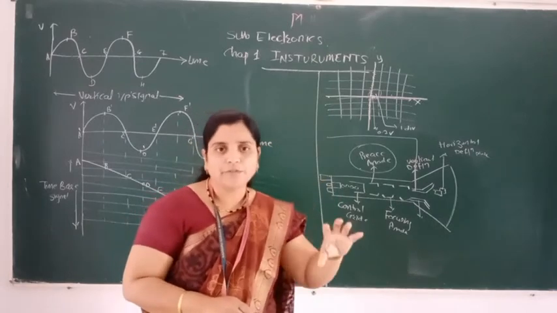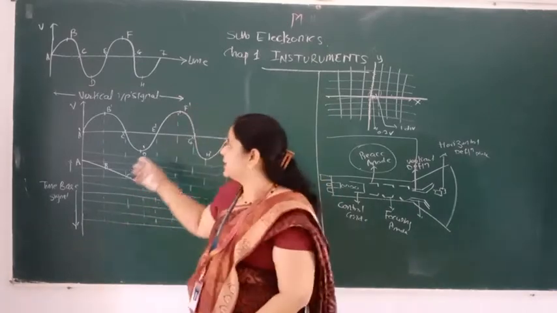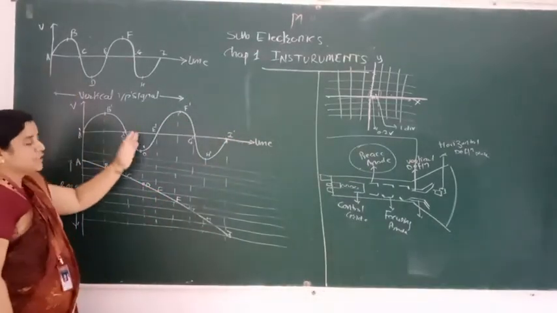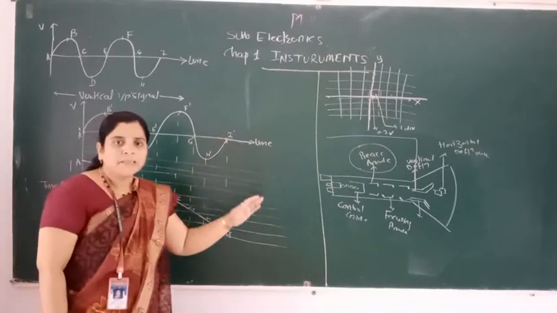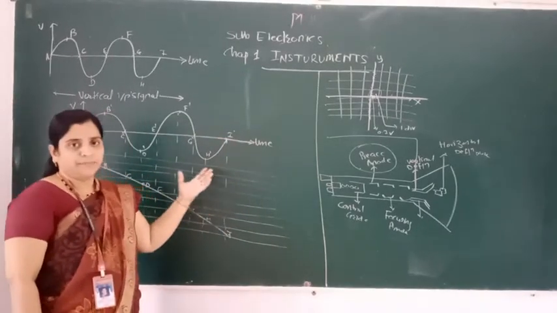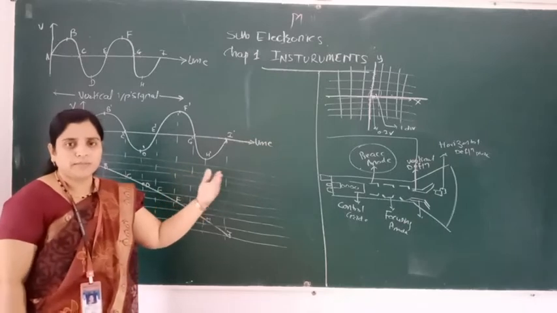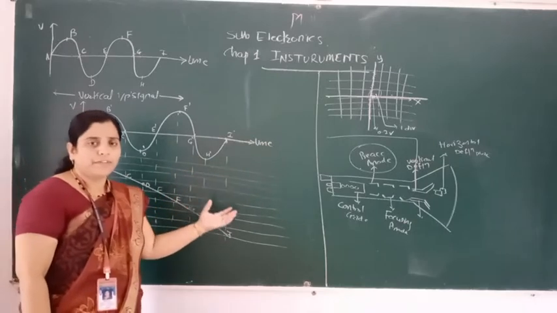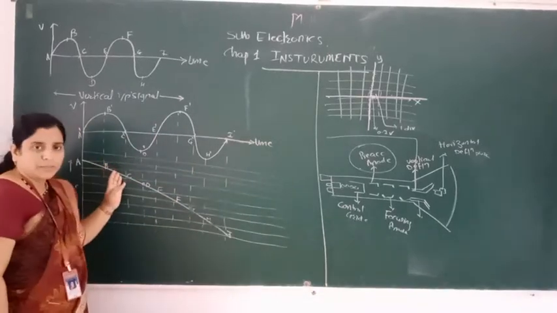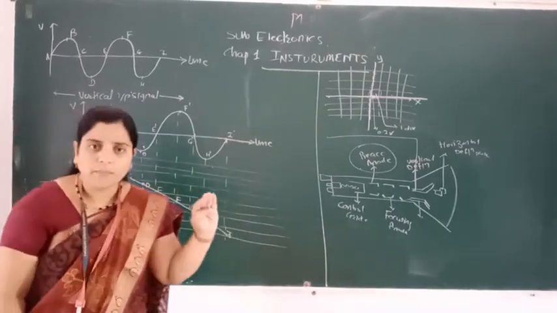So how does the exact waveform look in the CRO? If an AC signal is given, then it will be a sinusoidal signal. If you give a DC signal, then what happens? A square wave will be observed. So different waveforms will be observed, depending on whatever input you are giving. Okay, so this question may be asked for 4 marks.